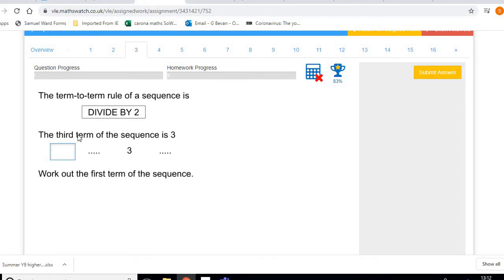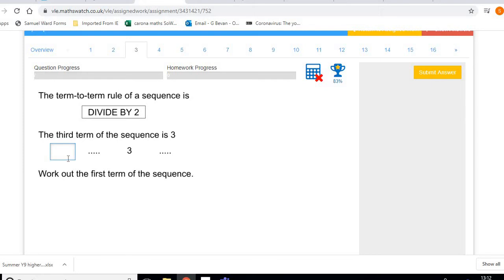Okay, so we're only given the third term in the sequence. So we could work out the next one easily enough. 3 divided by 2 is 1.5. But we need to then work out backwards to get what this one is. So this number divided by 2 is 3. So what number divided by 2 gives you 3? Well, 6 divided by 2 gives you 3. Okay, so this number here would be a 6.